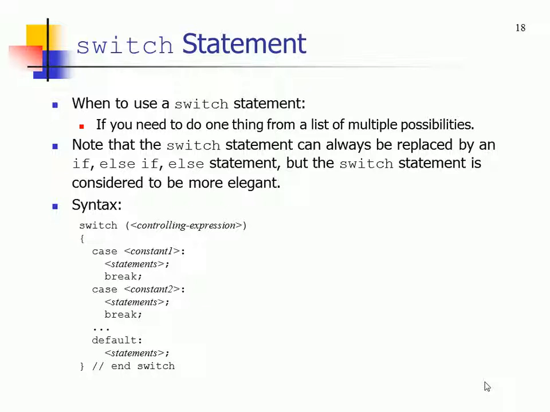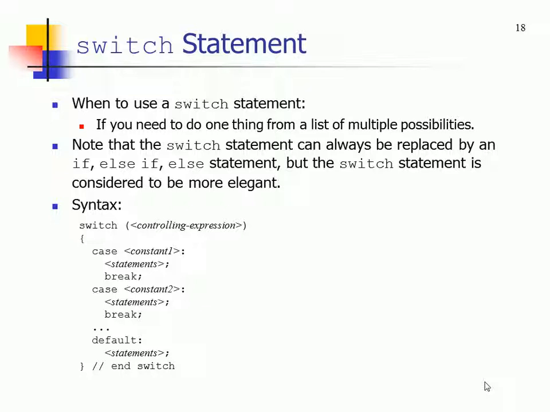Switch statements are amazing. They're not quite so amazing in Java, but in other languages they're amazing. They're still good in here. They're very, very good. It says, when to use a switch statement? If you need to do one thing from a list of multiple possibilities. So, if I have a whole list of things to pick from, this would be a good option for it.